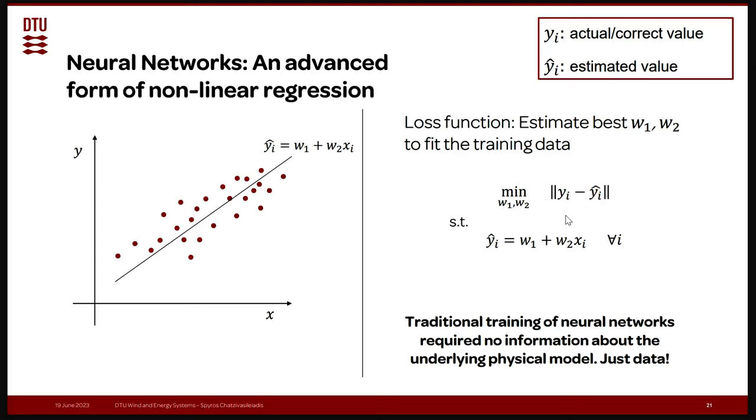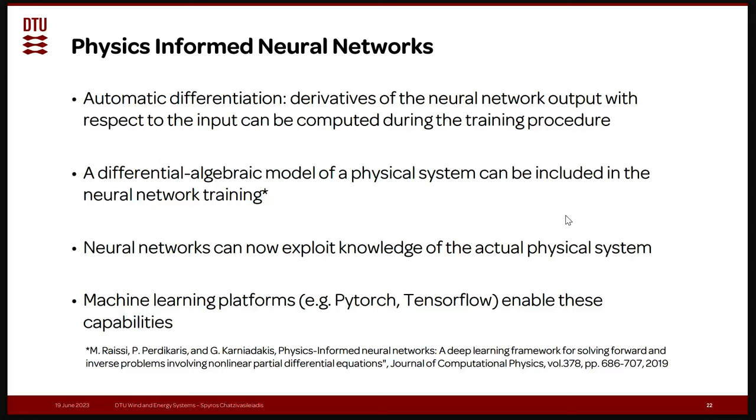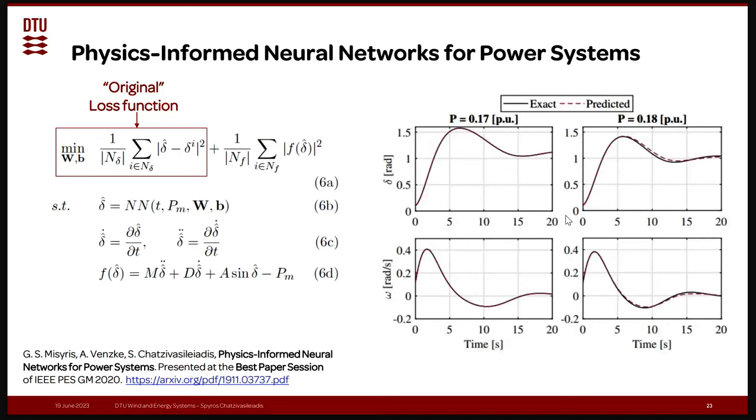Good. Now, a recent development has been automatic differentiation. I can differentiate all outputs with respect to the inputs during my neural network training, and we're going to use that. What I have here is an example of a swing equation. How many of you know what a swing equation is?